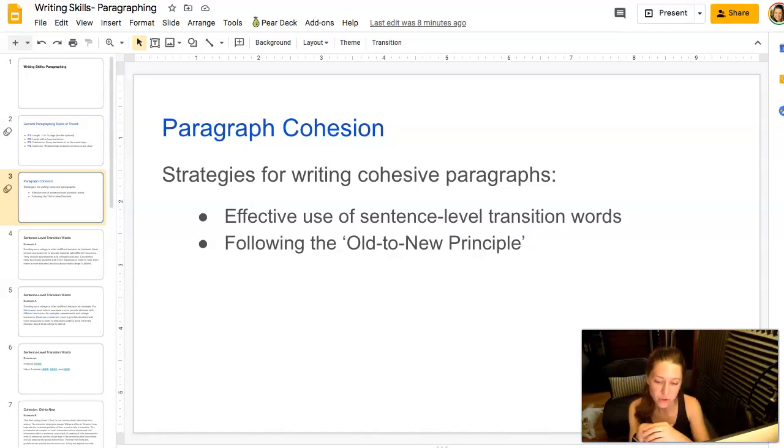There are two strategies for achieving cohesion within paragraphs and then ultimately within a whole paper. Number one, using sentence-level transition words effectively. A sentence-level transition word is a word or phrase that clarifies the relationship between two statements. There are different kinds of relationships that can hold between statements.